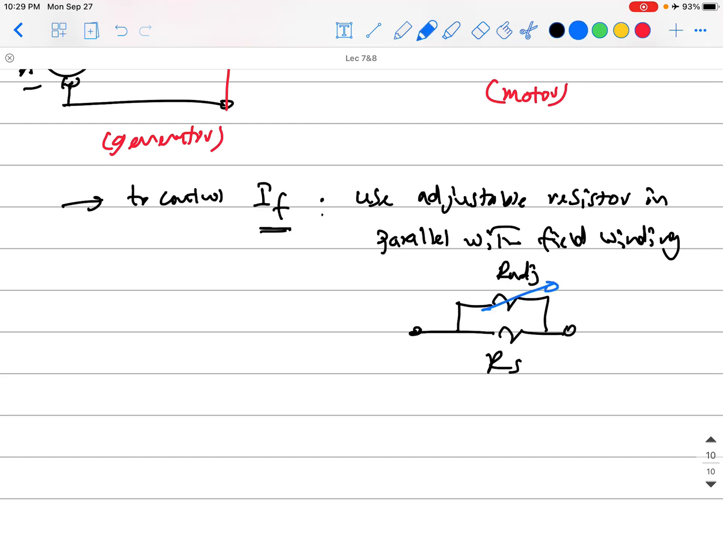By controlling this adjustable resistance value, you will be controlling the amount of current moving through here. The terminal current coming from here will be divided between the two resistors because they are in parallel. So that is I field, and call this I adjustable. By controlling this adjustable resistance, you are just controlling this ratio until you get the exact amount of I field you want. That is the current moving inside the series field winding.